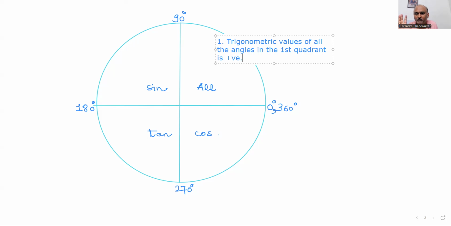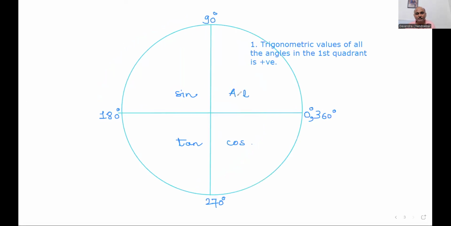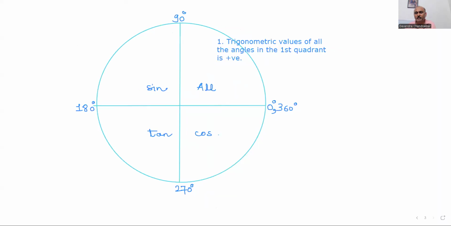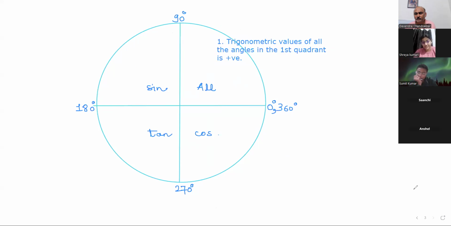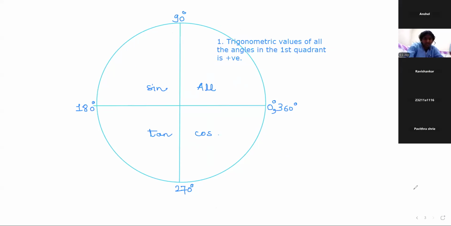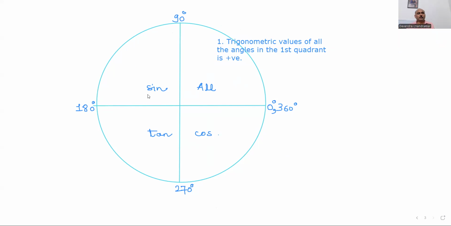समझ आया बेटा सबको ये statement? Yes or no? Yes sir. है ना? अच्छा, नहीं समझ में आया तो बोलना नहीं आया समझ में. All of you understood or not? Shriya, BS Joy, Sumit, Sachi, Pavitra. Yes. Good.